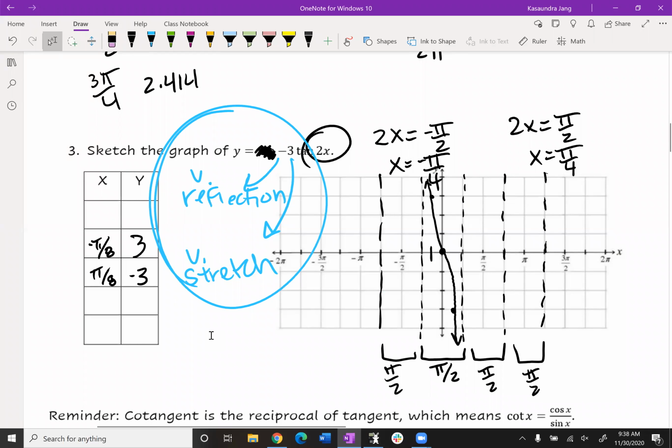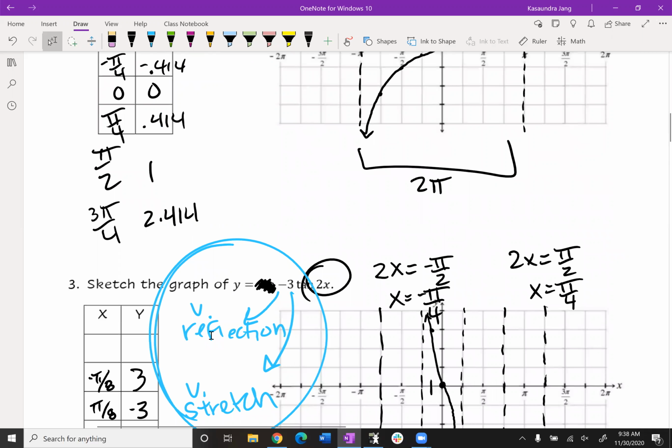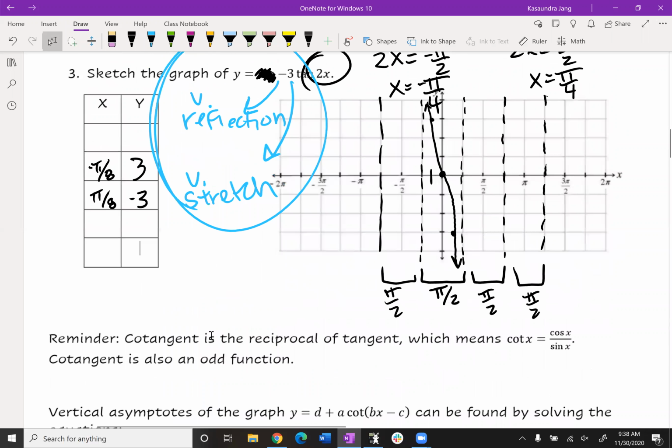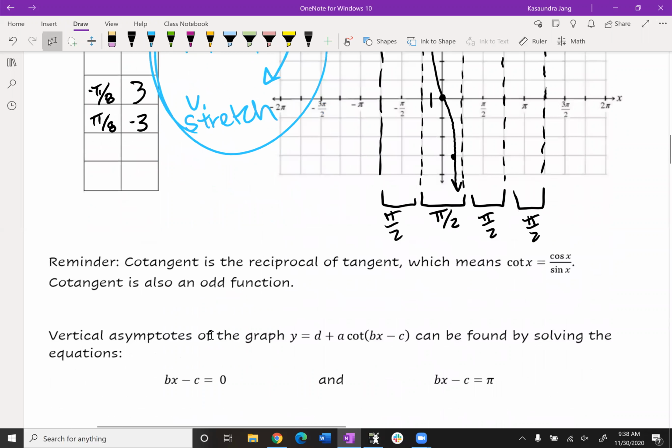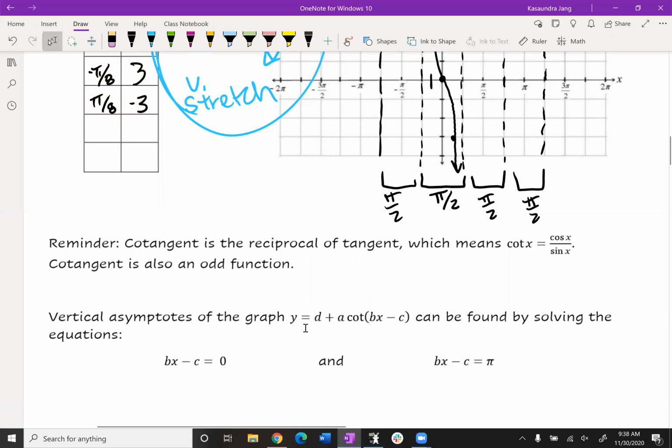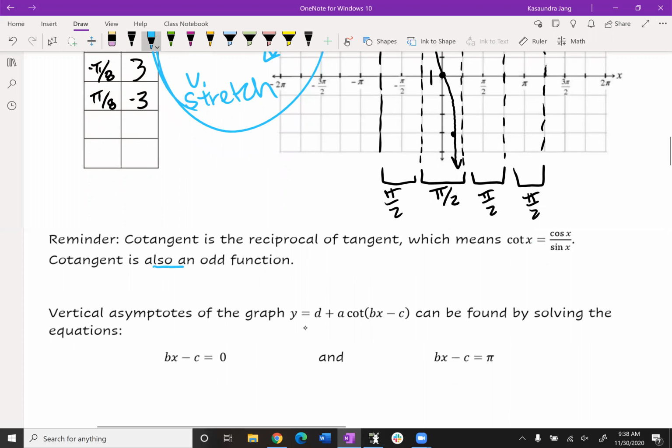Let's look at, all right, if this was pretty much all tangent, let's take a look at cotangent. So tangent is sine over cosine. Cotangent is cosine over sine. It's like the reciprocal of tangent. So it is also an odd function.